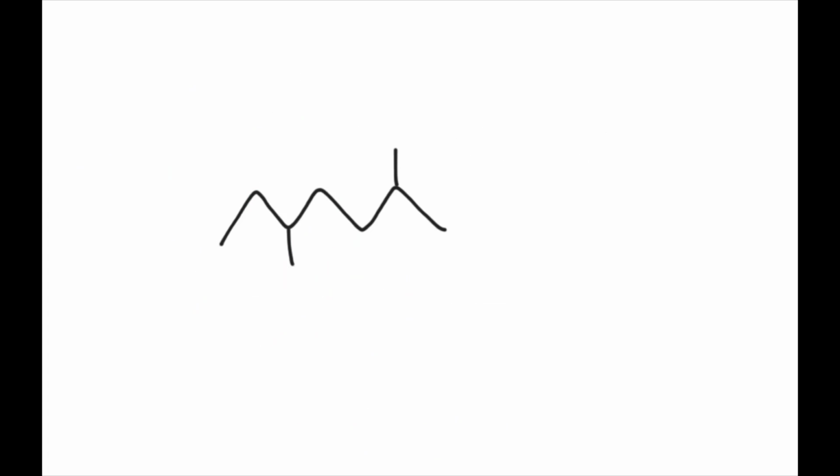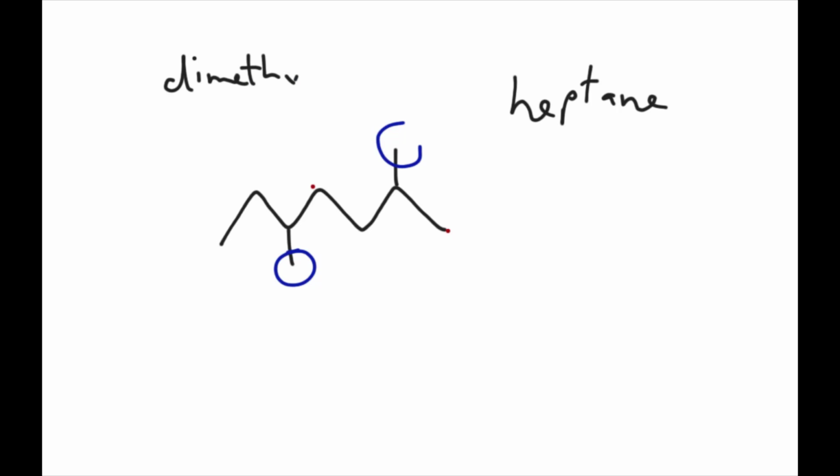Try another example. If we take a look, we have 1, 2, 3, 4, 5, 6, 7 carbons. We have a heptane molecule. From the heptane molecule, we have a methyl and another methyl group. We have 2 of them, so we're going to have a dimethyl. And then we need to number the carbons as well.